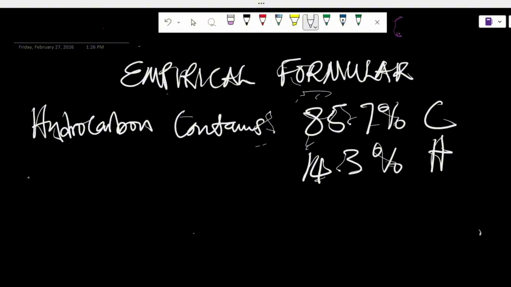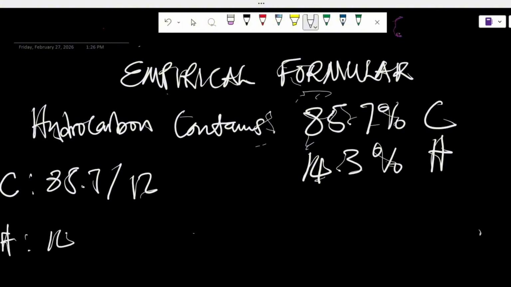So again, make sure you understand that those percentages should represent the mass. So for carbon, this is what you're going to have, because you have to change the masses, which are percentages in this case, to moles. So you're going to have 85.7 over 12, which is the relative molecular mass of carbon. And then for hydrogen, you're going to have 14.3 over 1.